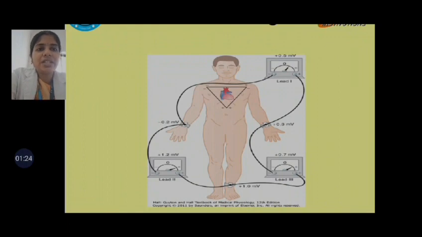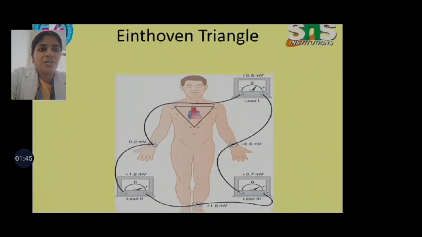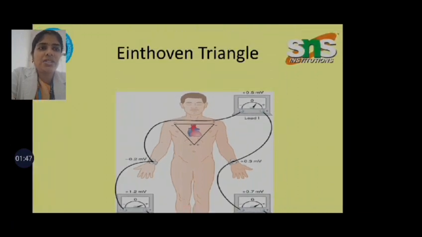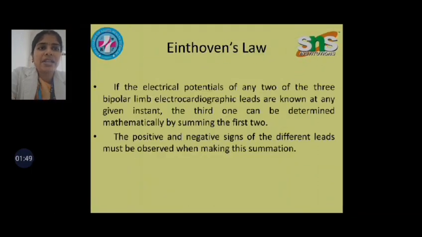Lead 1 is placed between the right arm and left arm. The right arm is the negative terminal and the left arm is the positive terminal. Lead 2 is placed between the right arm and left leg, negative and positive terminal. Lead 3 is placed between the left arm and left leg, positive terminal. This is the Einthoven triangle. And what is Einthoven's law?